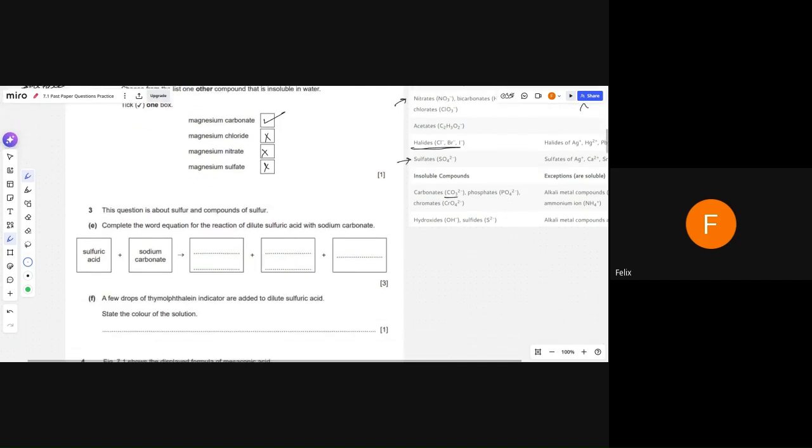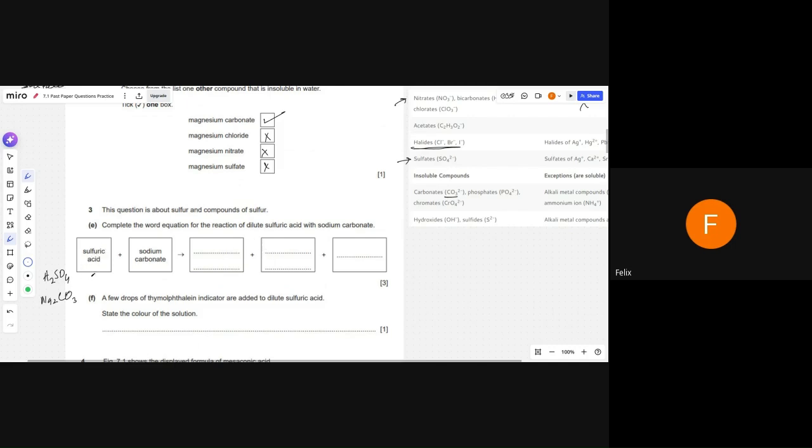So now we move on to the next question, which is about sulfur and compounds of sulfur. Complete the word equation for the reaction of dilute sulfuric acid with sodium carbonate. Remember, whenever an acid is reacting with a carbonate, three products will be produced: salt, water, and carbon dioxide, right? So that's why we have three boxes. So sulfuric acid, we know the formula. It is H2SO4, and sodium carbonate, it is Na2CO3.